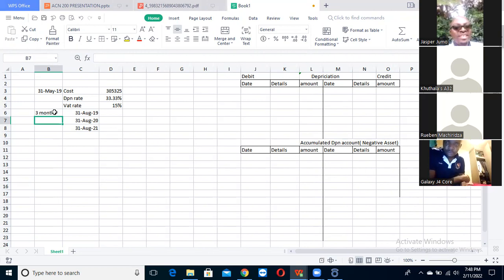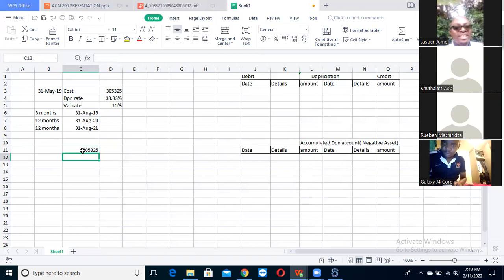So from the 1st of September 2019 to the 31st of August 2020, we must know as accountants that there are 12 months there, because each and every accounting period has got 12 months. So we already know that we've got 12 months there and we've got 12 months here. So what do we want to do? We want to calculate depreciation firstly for the 31st of August 2019. So what do we do? We go to our cost.